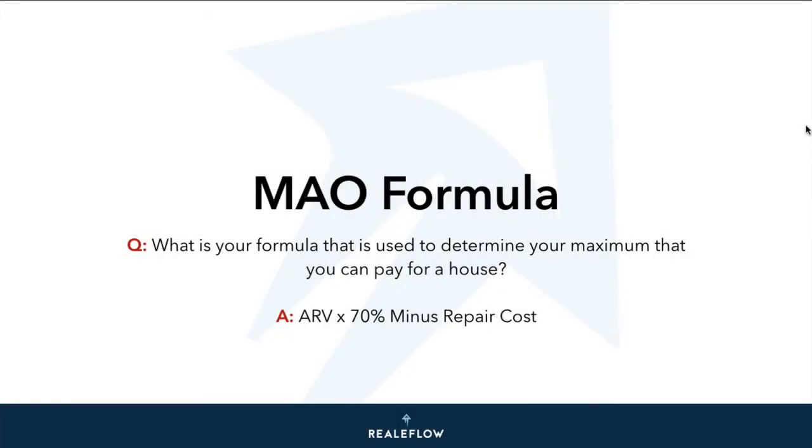This brings us into our last couple of questions here, but we have the MAO formula, the maximum allowable offer. What's the formula that we use to determine our maximum that we want to pay on a property? What we do is I take the after repair value. So say a house, and I have an example here on the next slide. I take the after repair value, I times it by 70%, and I'm going to minus out my repair costs.